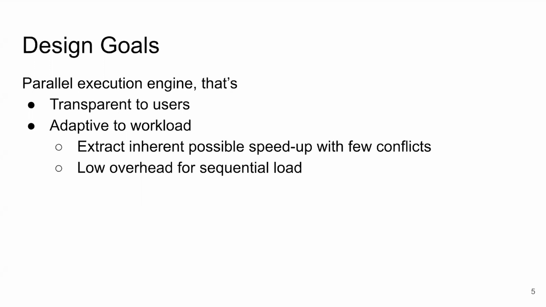I remember us discussing this word, and what it's supposed to mean here is that they don't need to know how the sausage is made. They don't need to know that we're running parallel execution. Even if it was sequential execution, they don't need to give us any hints. They just submit the same transaction as it was before. I would say invisible to users. Invisible, I think, would be better.